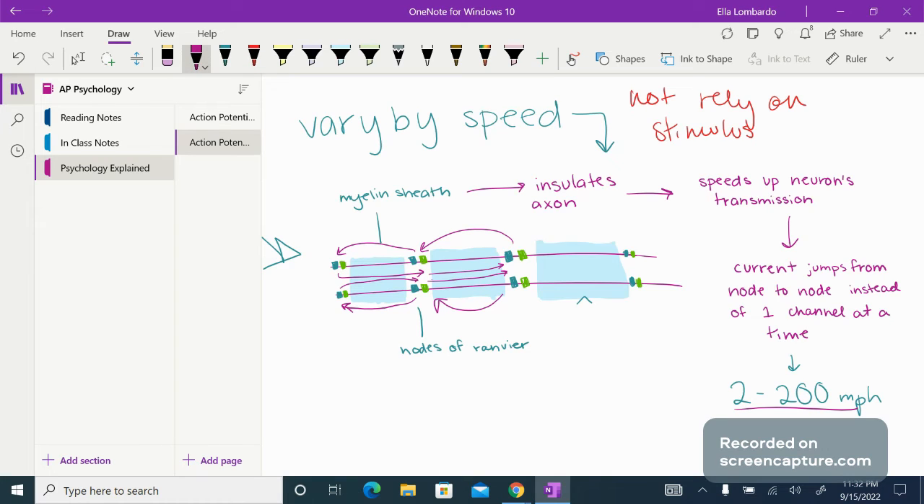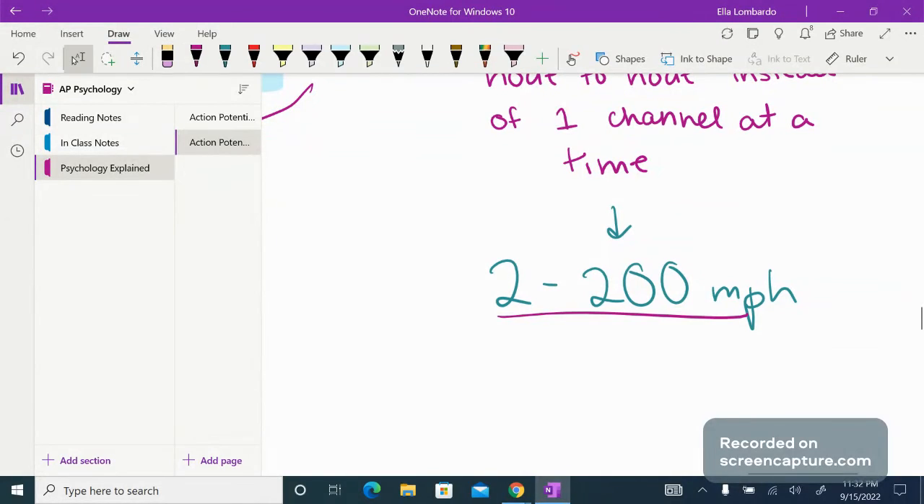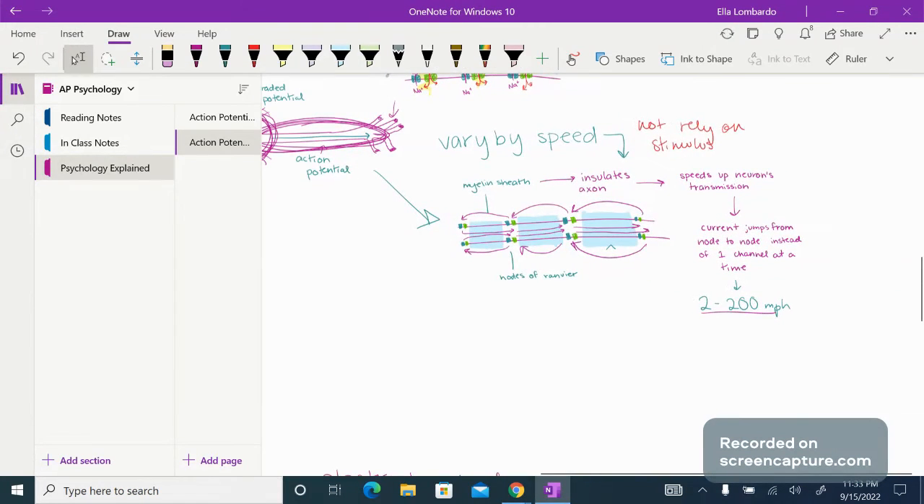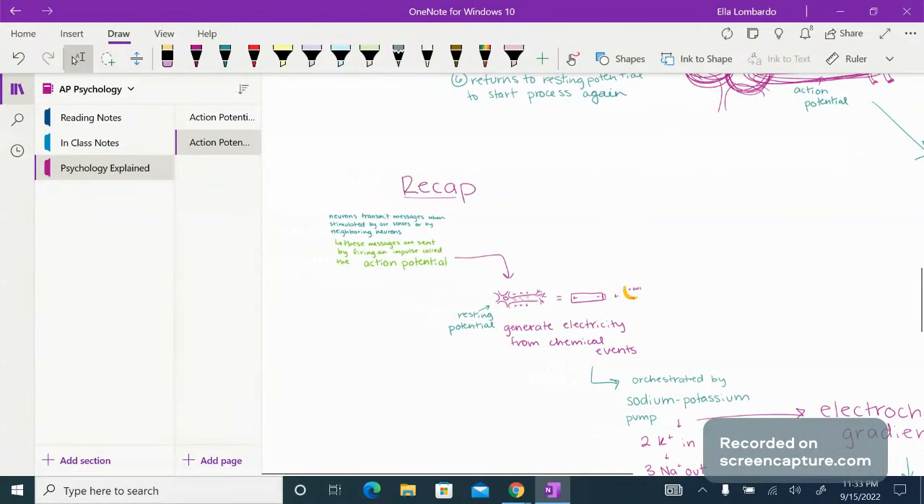Some neurons are insulated and some are not. When a neuron is insulated with myelin sheath, it means that the neuron's transmission is sped up. This is because the current jumps from node of Ranvier to node of Ranvier instead of one channel at a time. They can differ from 2 to 200 miles per hour. So places like your reflexes are going to have the fastest, and places like your guts are probably going to have the slowest. And yeah, that's action potential.